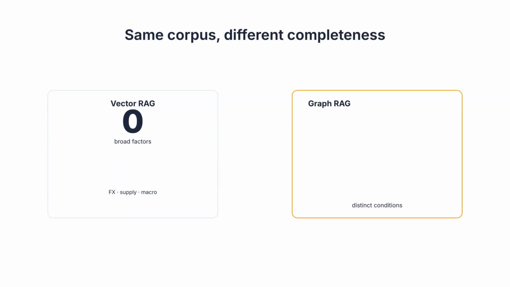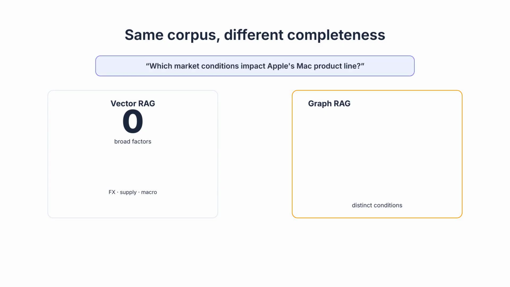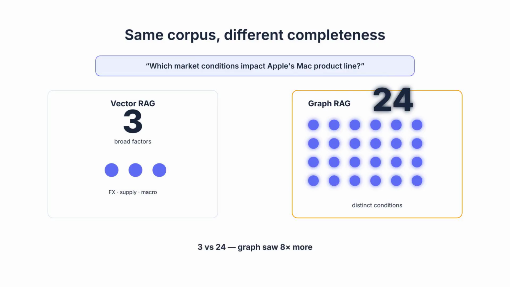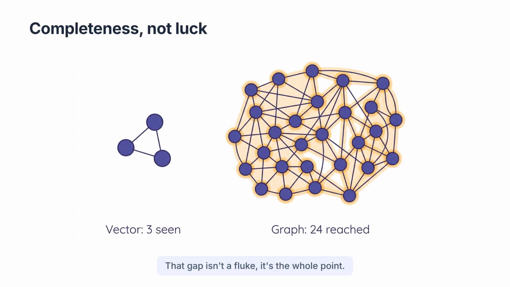Let's anchor this with a real comparison from Neo4j. They asked which market conditions impact Apple's Mac product line. Vector search returned 3 broad factors, basically foreign exchange, supply, and the macroeconomy. Graph search, walking the relationships, surfaced 24 distinct conditions. Same corpus, wildly different completeness. That gap isn't a fluke, it's the whole point.